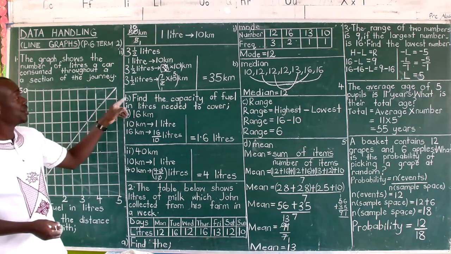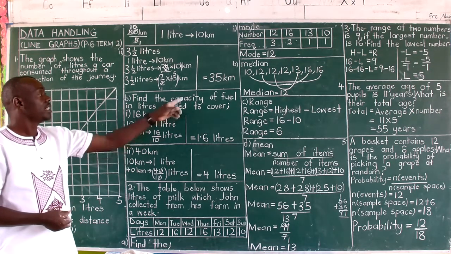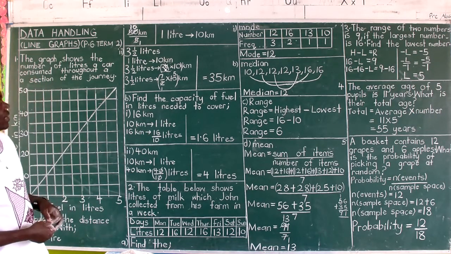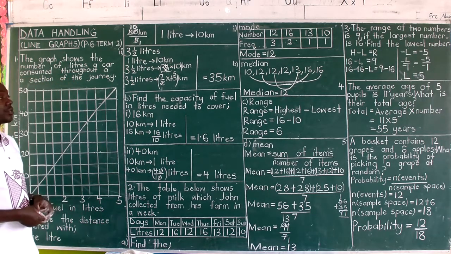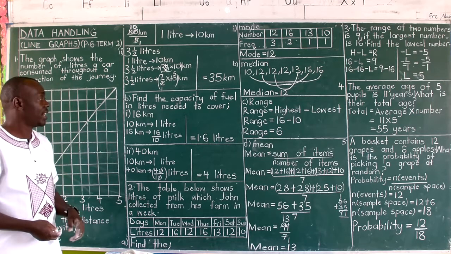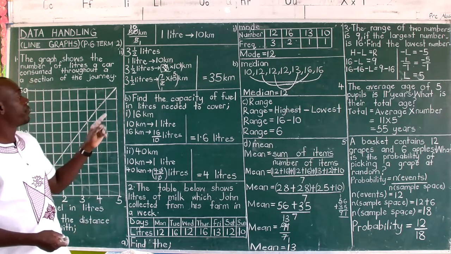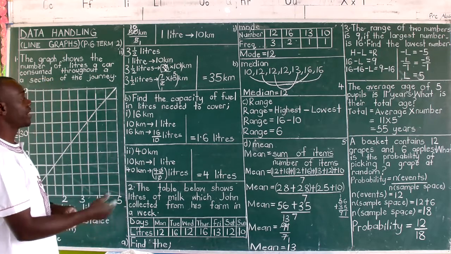So then we go to part B. Find the capacity of fuel in liters needed to cover 16 kilometers. Whichever question comes, use the journey done by a liter. They are in need of fuel, so whatever is asked must be brought on the right hand side.